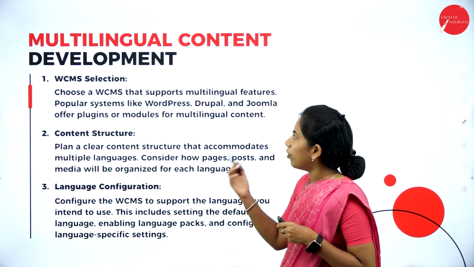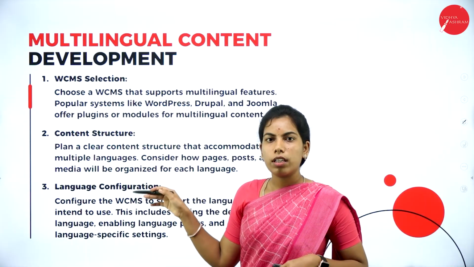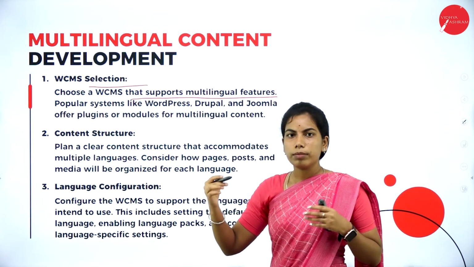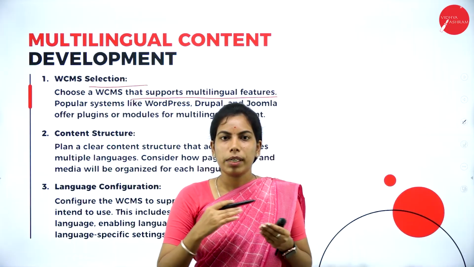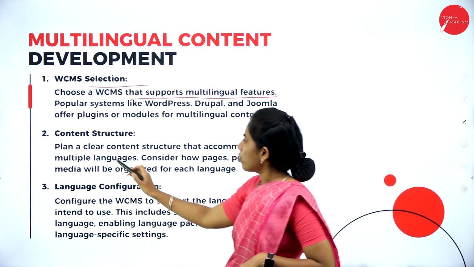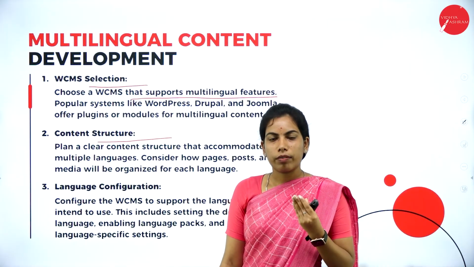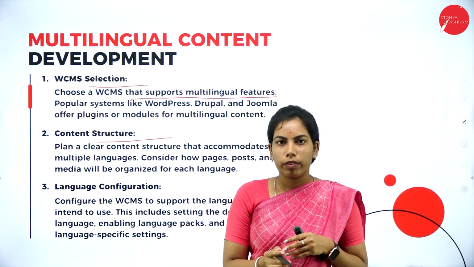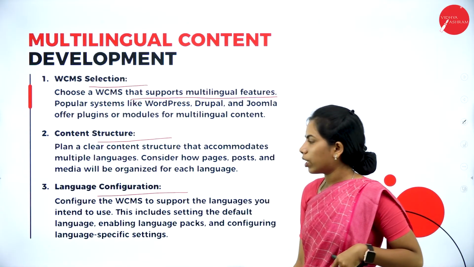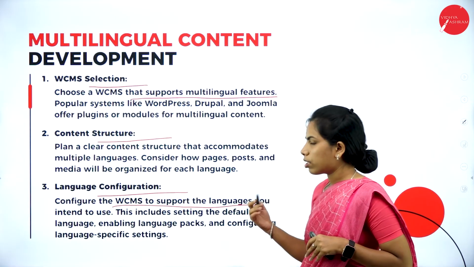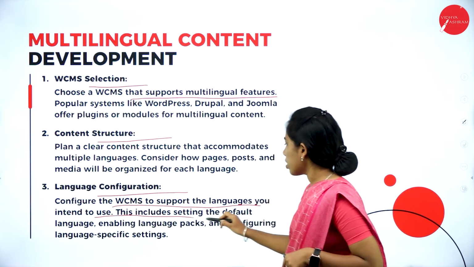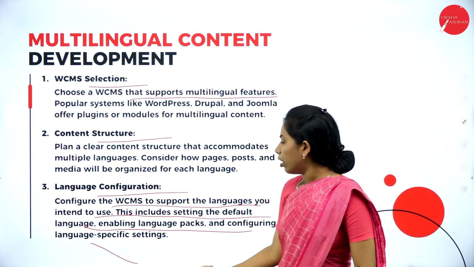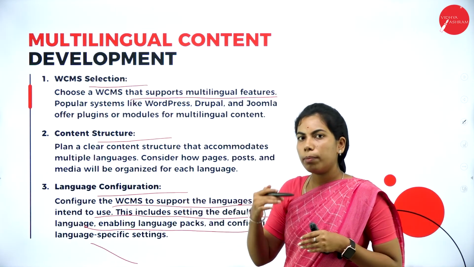And next we can see that for developing multilingual content, we have to follow certain rules. That is WCMS selection. We have to choose the appropriate multilingual-featured website, whether the website supports multiple languages or not. And also content structure: we have to plan clear content, whether the target audience understands or not. We have to analyze first before putting content into the website. That is content structure. And language configuration is nothing but configuring the WCMS to support the intended languages. This includes setting the default language, enabling the language packs, and configuring the language-specific settings. These are some of the steps involved in multilingual content.